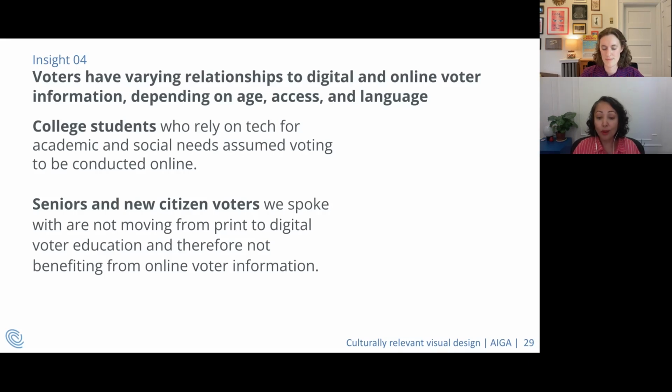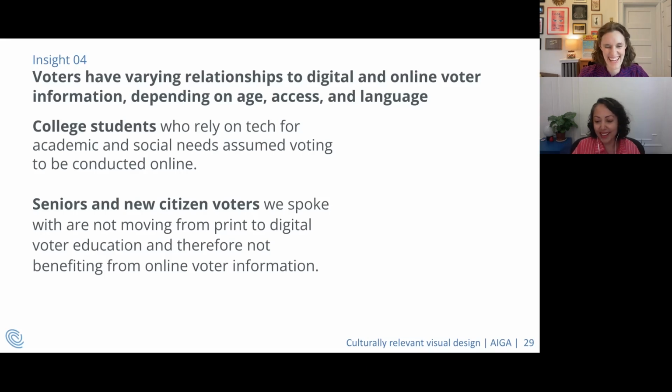So these participants also found that written URLs on printed materials were really unhelpful. It's difficult to type them out. They're really quite long, right? So our takeaway here is that seniors and new citizen voters are not moving from print to digital. And because of that, they're not benefiting from the online voter information. That was a really big learning for us. One critical piece these voters did not know they had access to is being able to see their sample ballot online ahead of the election.